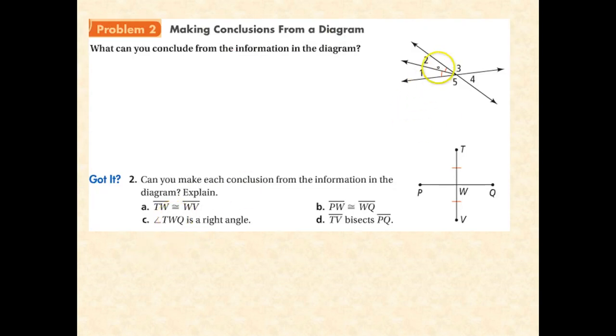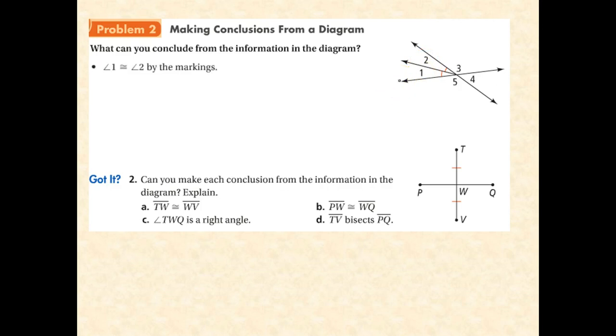So what can we conclude from the information in this diagram? Well, let's look at it. We can conclude that angles 3 and 5 are vertical angles. We can conclude that angles 1 and 2 are congruent because they have little marks. This is a straight line, so we can say that angle 4 and angle 5 are supplementary and that they're adjacent. We can say that 3 and 4 are supplementary and adjacent. We can say that angles 1 and 2 are adjacent.